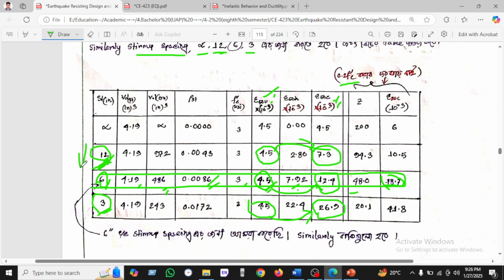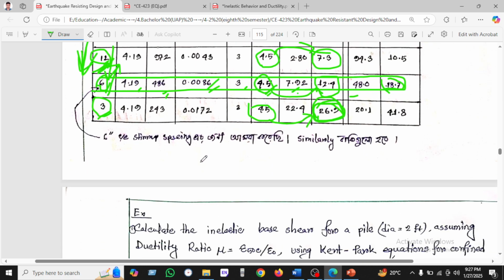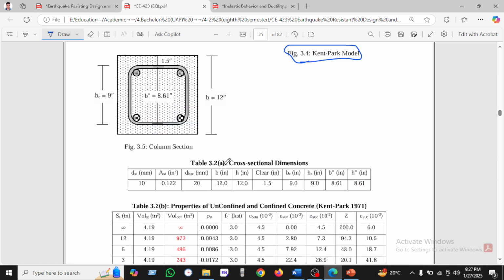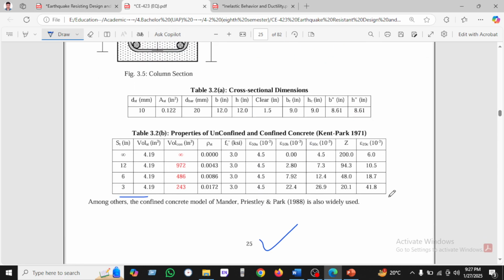So you can see, if we decrease the stirrup spacing, then we have found more and more confined strain. Okay, so you can use this. I am calculating this formula and using this sheet. Among these confined concrete models, the model of Mander, Priestley, and Park, 1988 is also widely used.